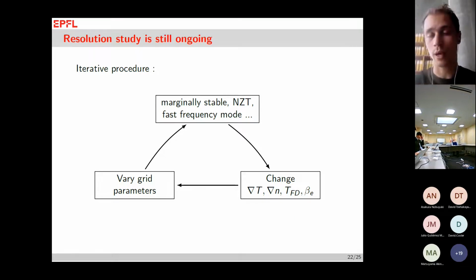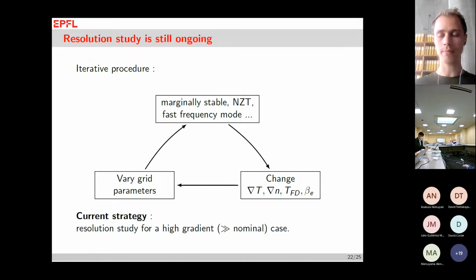Now, because we are marginally stable, so we are close to the critical gradients, as well as we have this feature of the NZT and this fast frequency mode, it makes it very difficult to really find a good set of grid parameters, because by simply changing the grid parameters, we get one of these effects, and then we have to somehow change our input parameters in order to get something that we can actually simulate. Now, the current strategy that we have is to take a case at a much larger gradients and try to get some kind of a baseline of what our grid parameters should be.